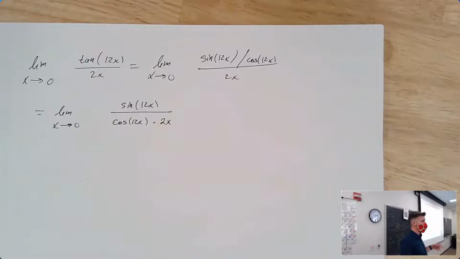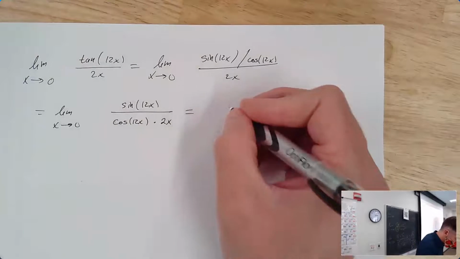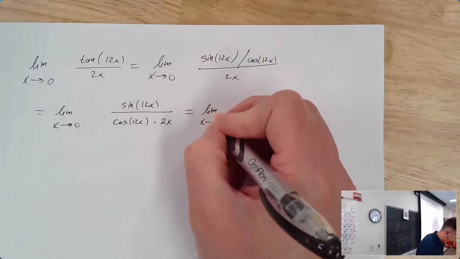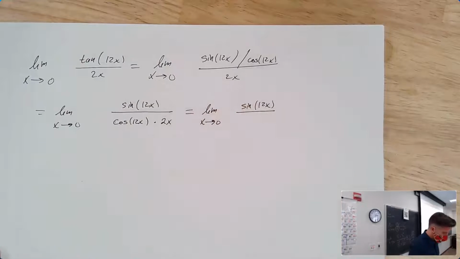It's not going to bother us because what's cosine of 0? Sine of 0 is 0. Cosine of 0 is 1. So when we try to evaluate this limit, cosine of 0 being 1 isn't going to really make it any harder to figure out what's going on. I'm still going to do the same thing I did before. I'm going to put sine of 12x over something.